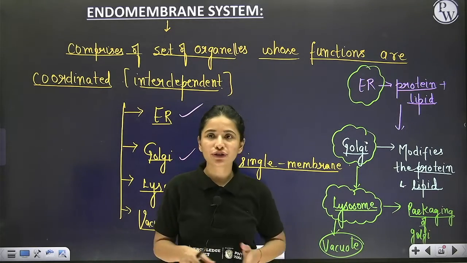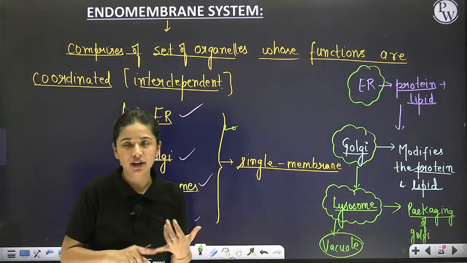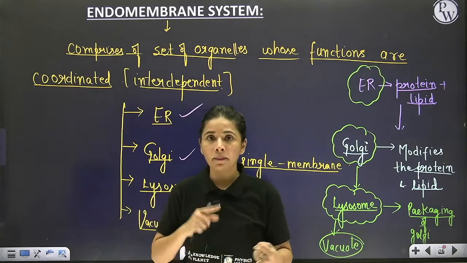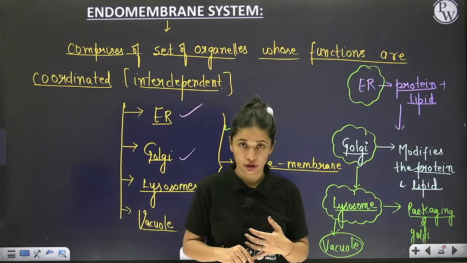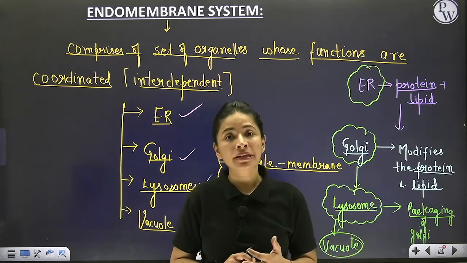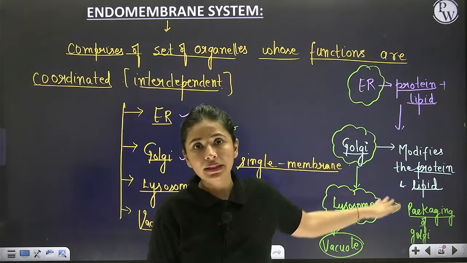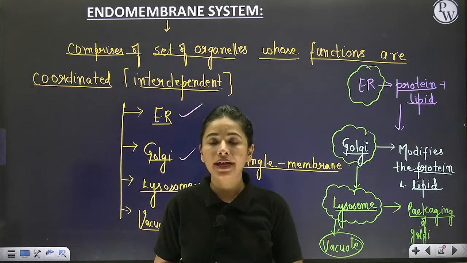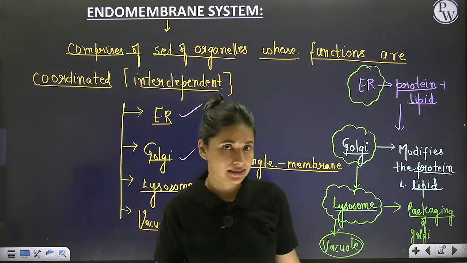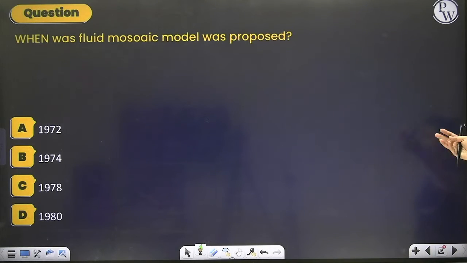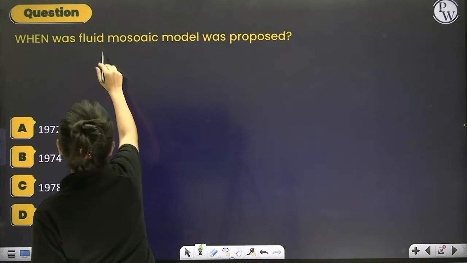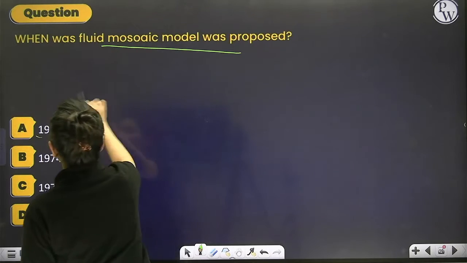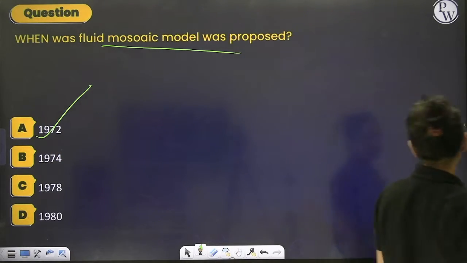So that's it for today. Today you have discussed the structure of the cell wall, the cell membrane, and you have understood the concept of the endomembrane system also. But the details of the endomembrane system, dealing with all these cell organelles, we will do in our next class. I hope you all have understood. If yes, then this is the question. Which year was the fluid mosaic model proposed? So the answer is A. Yes.